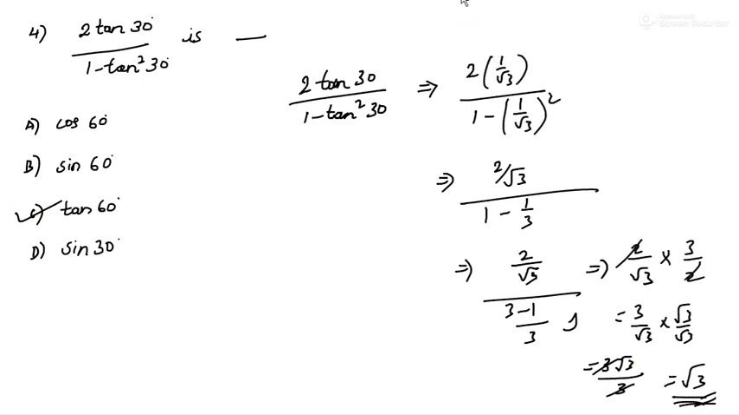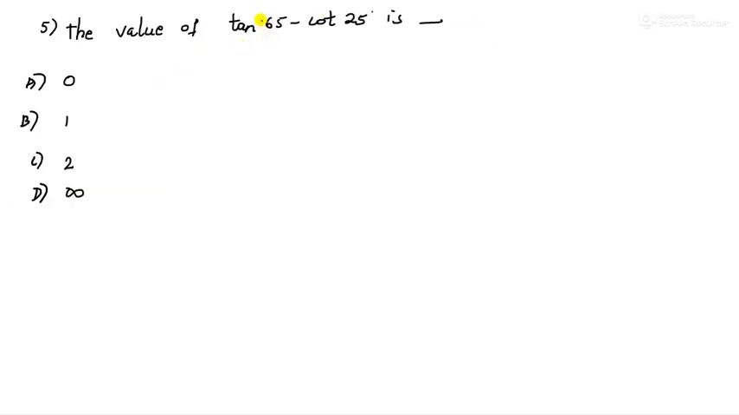Okay, next question. Whenever you get questions in which you are not given 0, 30, 45, 60 and 90 degree, you have to go for complementary conditions. Similarly here, what they have given is tan 65 degree minus cot 25 degree is dash the value. So any one you have to change.